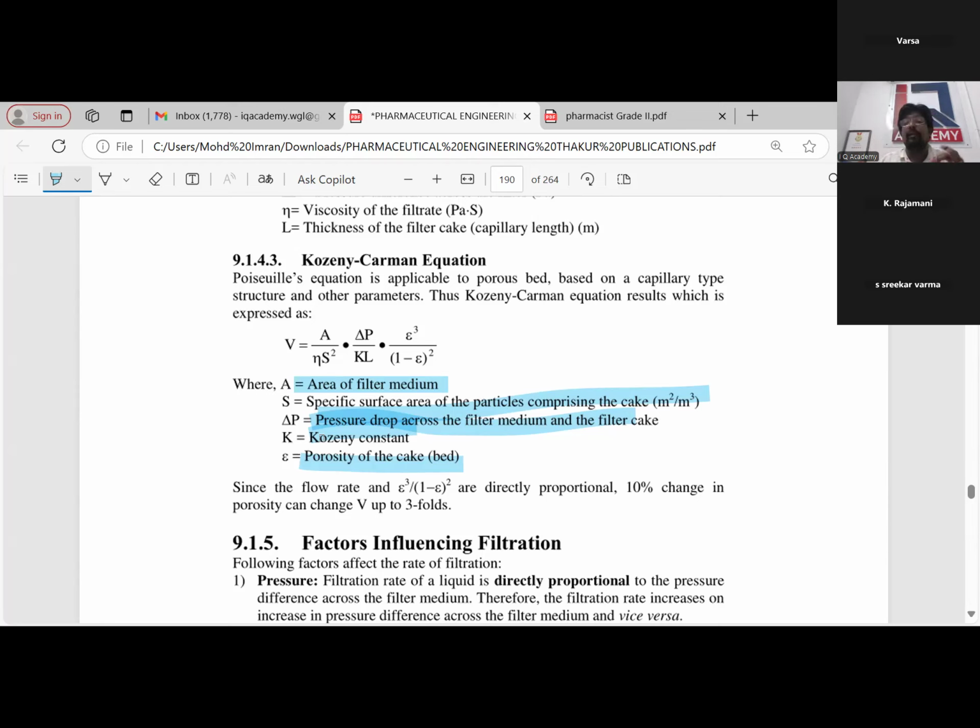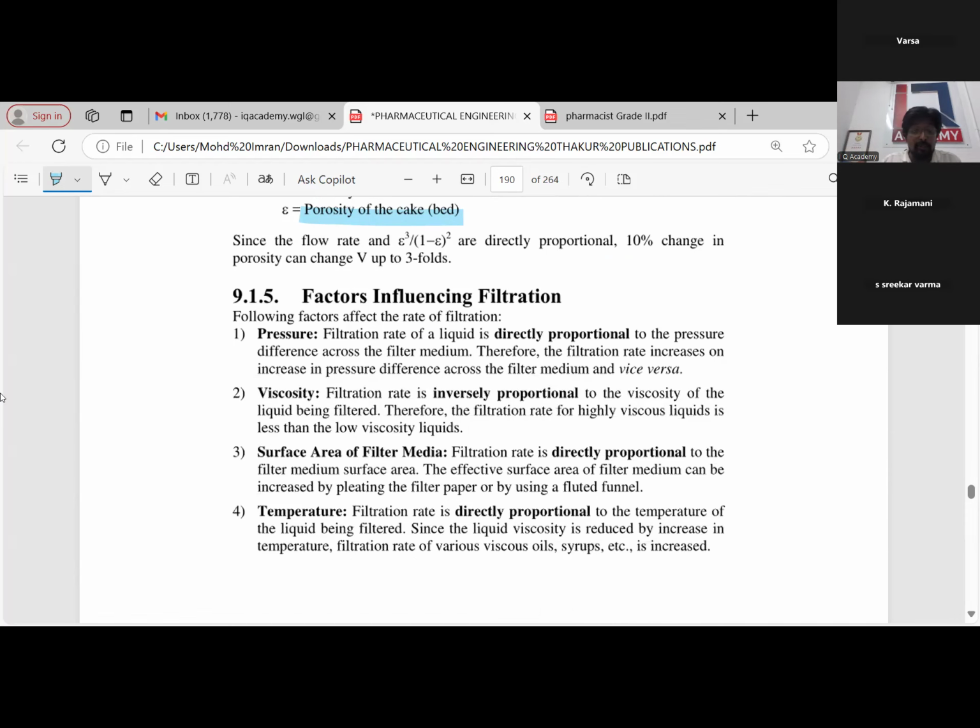Please note down differences in the pressure head, thickness of the filter media, radius or the surface area of the capillaries are the important factors governing the rate of filtration. Okay, so let's jump into the factors.